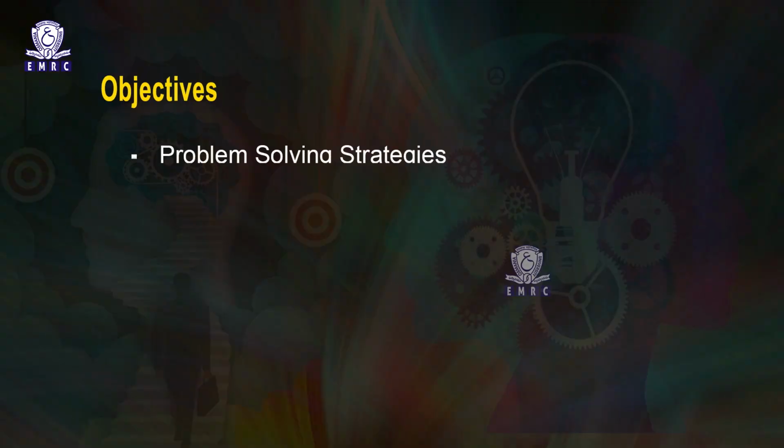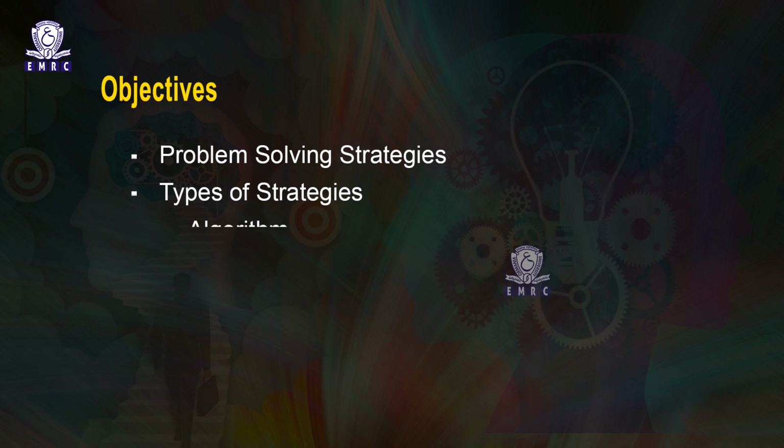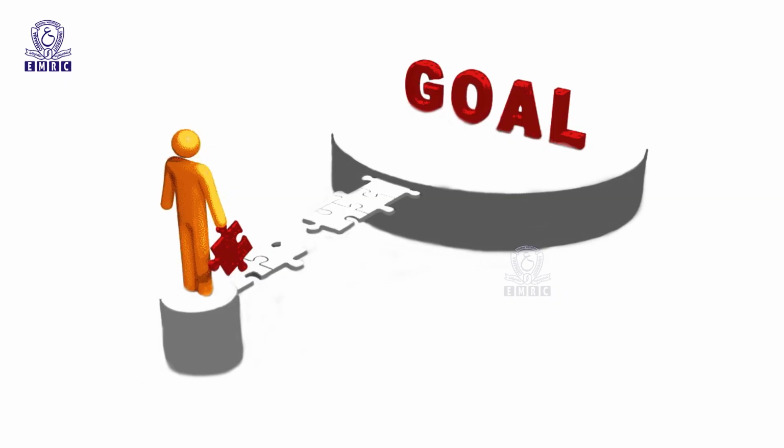Hello everyone, the topic today we will be discussing is types of problem solving strategies. The main objectives in this lesson are to understand problem solving strategies, types of strategies, algorithms, and we look at heuristics and biases.